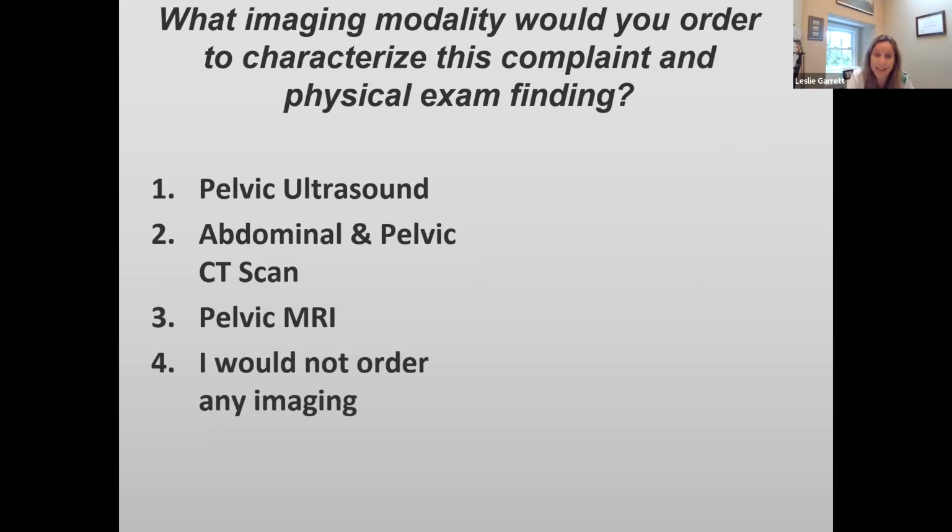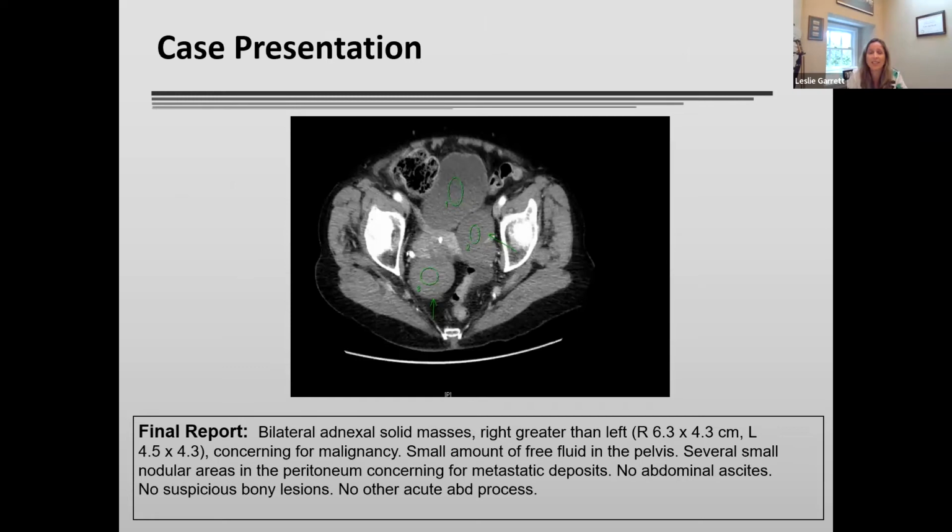So because of the GI things, this time they got a CT scan. And this says bilateral adnexal solid and cystic masses, right greater than left, concerning for malignancy. There it is, right there in print. Now you've got to refer, right? Because the radiologists have now put the word cancer on there. And she's 92, so you're thinking to yourself, it's going to be cancer until proven otherwise. And then they even say there are small nodular areas in the peritoneum that are concerning for metastatic deposits. So radiology has made the diagnosis. They're setting you up. They're telling you, this poor 92-year-old, you're going to have to tell her she's got ovarian cancer.